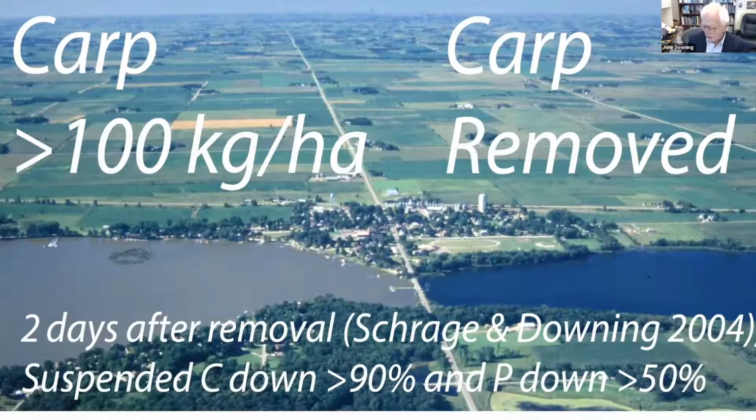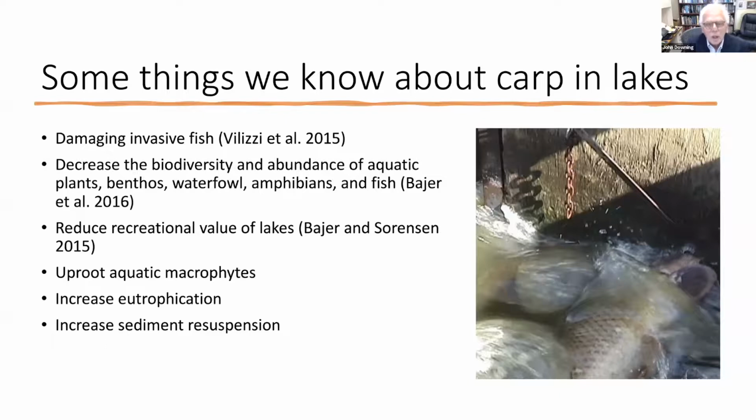We're talking about Cyprinus carpio here, which is the common carp. Some things we know about carp in lakes are that they're damaging invasive fish. They decrease the biodiversity and abundance of aquatic plants, of benthos, of waterfowl, of amphibians and fish. They reduce the recreational value of lakes. They uproot aquatic macrophytes. They increase eutrophication, increase sediment resuspension. They change lakes in very important ways.